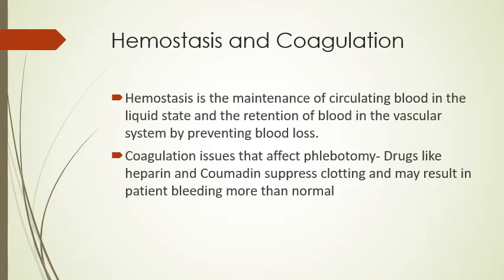Once again, hemostasis is the maintenance of circulating blood in the liquid state and the retention of blood in the vascular system by preventing blood loss. It's stopping the flow of blood. Coagulation issues that affect phlebotomy would be drugs like heparin and Coumadin, which suppress clotting and may result in the patient bleeding more than normal. So you always want to know if your patient is taking heparin or Coumadin because they will bleed a little bit longer than normal patients.